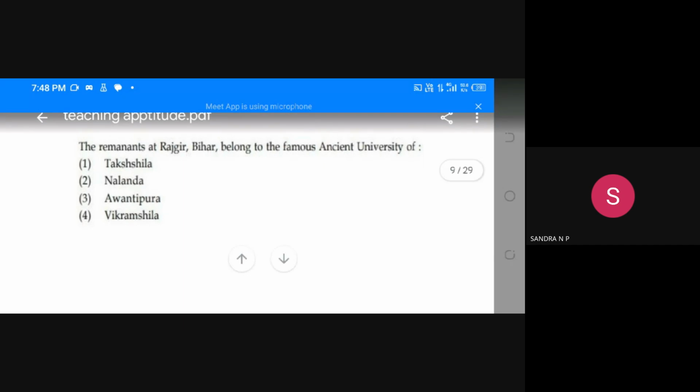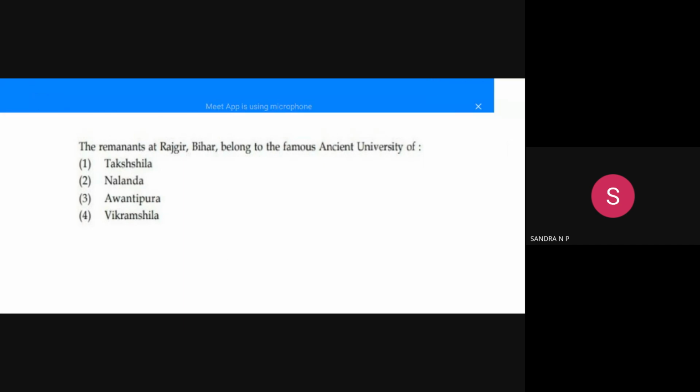Answer is Nalanda. Here, Vikramshila is also in Bihar, but it is in Bhagalpur, Bihar. Vikramshila is in Bhagalpur, Bihar, and Nalanda is in Rajgir, Bihar. So, answer is Nalanda.